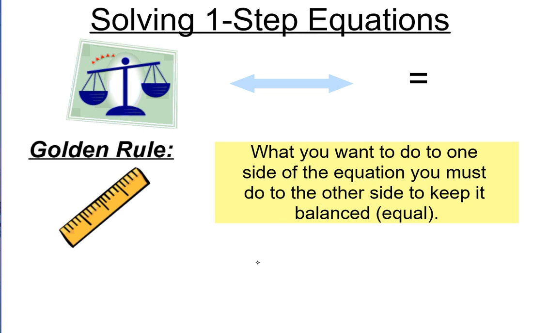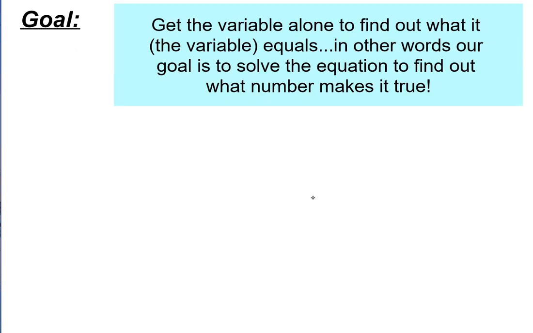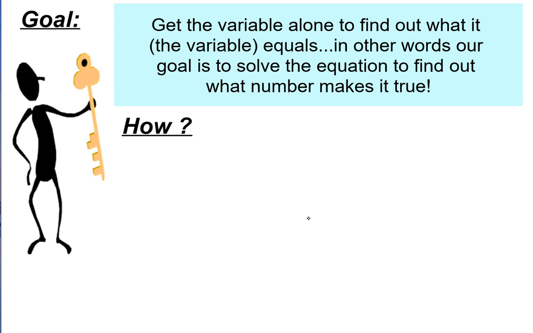Same thing, if I subtracted 3 from one side, I would subtract 3 from the other. If I would divide by a negative number on one side, I would have to divide by a negative number on the other. We just have to keep those sides balanced. We need to focus on different things, because our goal at the end of the day is to get the variable alone to find out what that variable equals. In other words, our goal is to solve the equation to find out what number will make it true. What number can we put in that place so that that equal sign will maintain that balance? Now, how are we going to accomplish this?